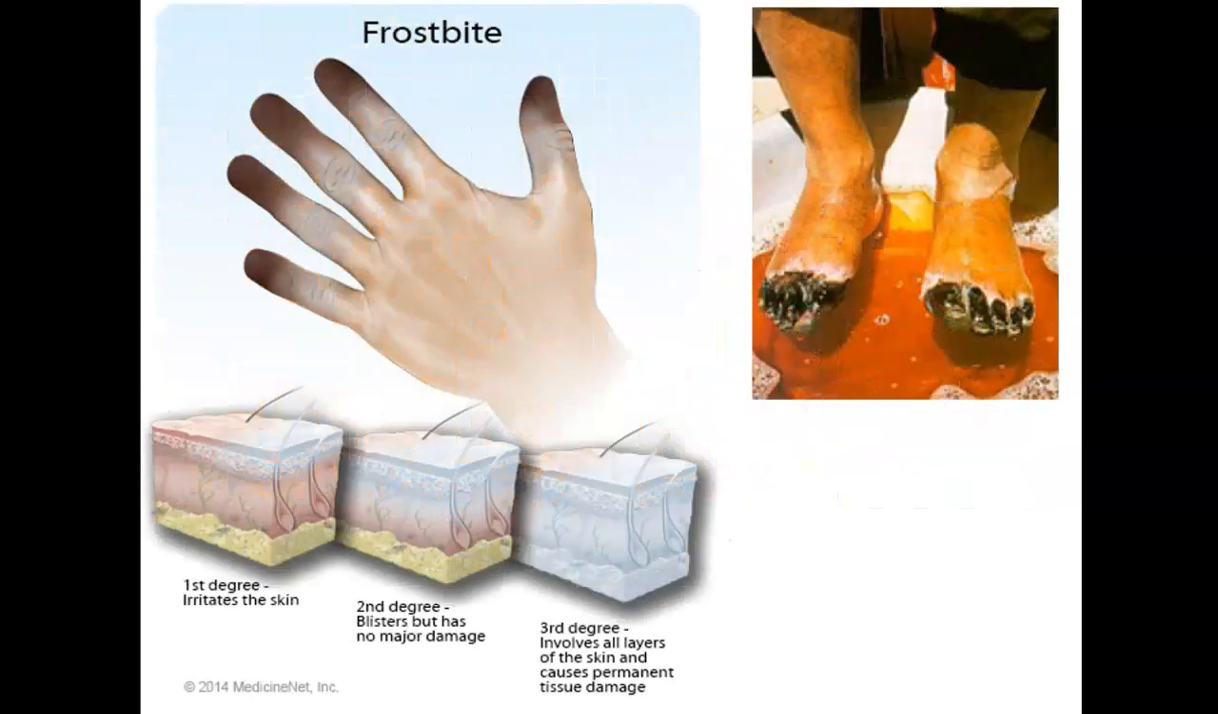Frostbite. Frostbite is going to be when you damage tissue on the hands or the feet or anywhere on the body when it becomes too cold. That damaged tissue starts to die, and it's a form of necrosis. And so as it's dying out, it can spread infection.